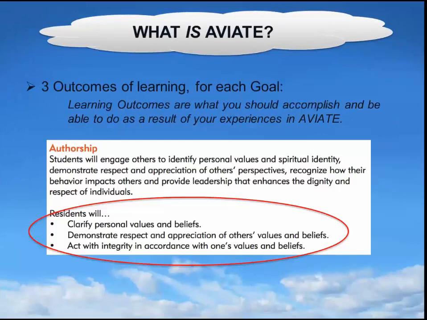When you look at the vision for integrated, applied, and transformative education found within the flight plan, you will see that each learning goal is expanded upon, more clearly articulating its meaning. Below each learning goal is a set of 3 bulleted points. These are the second element of Aviate, referred to as learning outcomes. Learning outcomes are, to put it simply, what you as a student should be able to do as a result of participating in Aviate. The first learning goal is authorship.